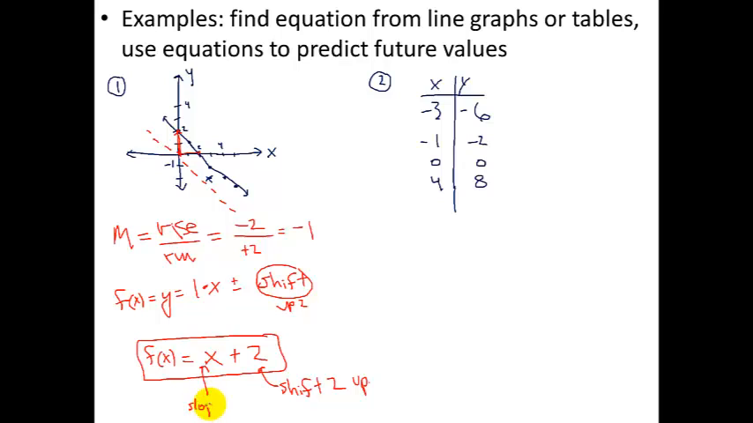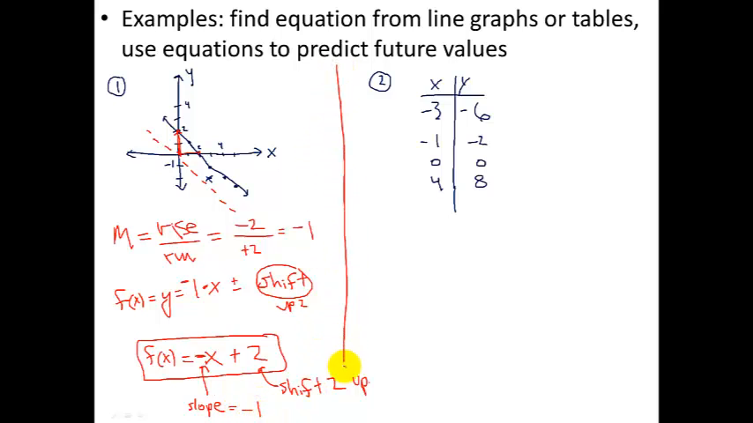oh, I've made a mistake. Can anyone see what my mistake is? Anyone see my mistake? Here, my slope came out -1. I failed to put in this minus sign, so make sure you go back and put in that minus sign. So the slope equals -1.